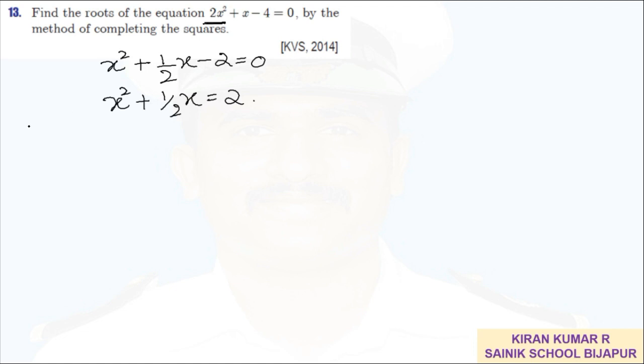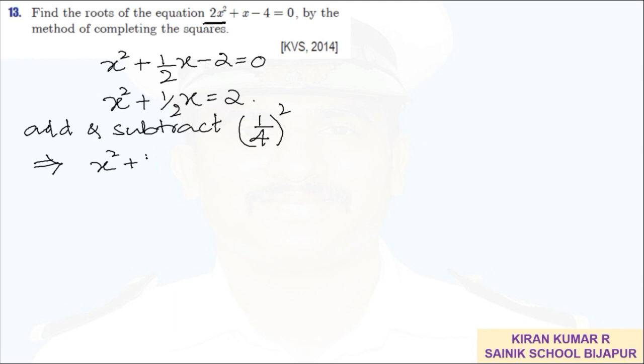Once we get this, we need to consider addition and subtraction of the same number so that this particular left hand side will become like a plus b whole square. For that, you have to consider half of the coefficient of x, which becomes 1 by 4 square. We get x square plus half x plus 1 by 16 minus 1 by 16 equal to 2.